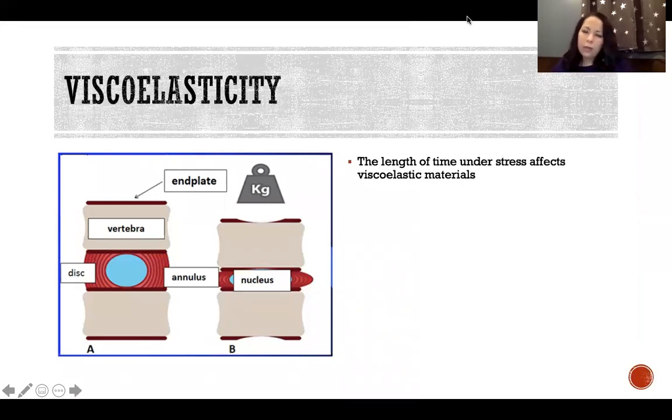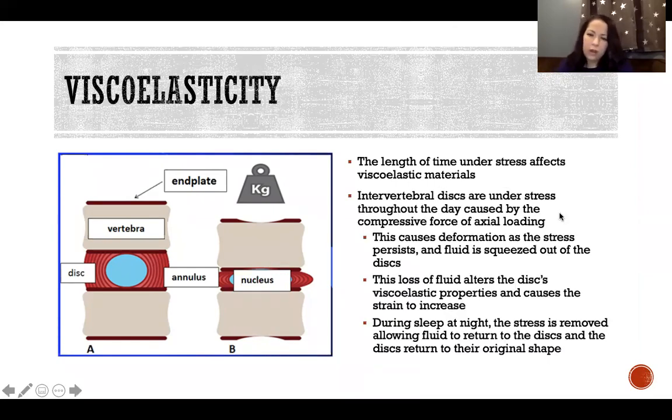So the length of time under stress also affects viscoelastic materials. So far we've been talking about the rate of loading, so how quickly that force was applied, but it also matters over how long the tissue is withstanding that force or that stress. An example of that is intervertebral discs. They're under stress all day long because of the compressive force of axial loading. What we mean by that is the axial loading is the weight of the body, so gravity traveling through the center of mass in the axial direction, so in the superior-inferior direction. Of course, that's the direction of gravity.